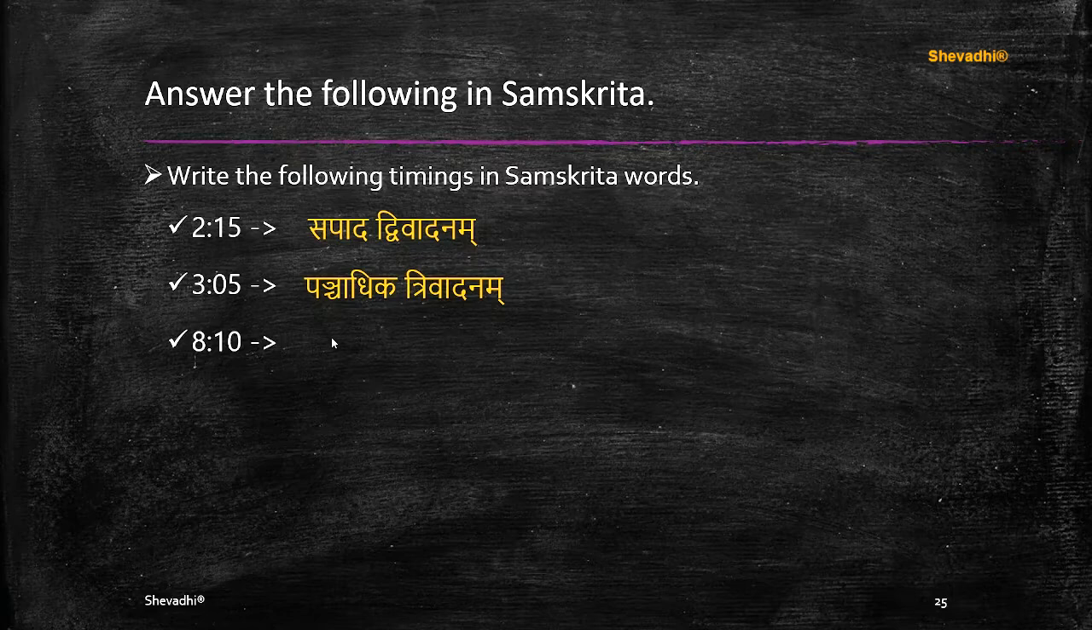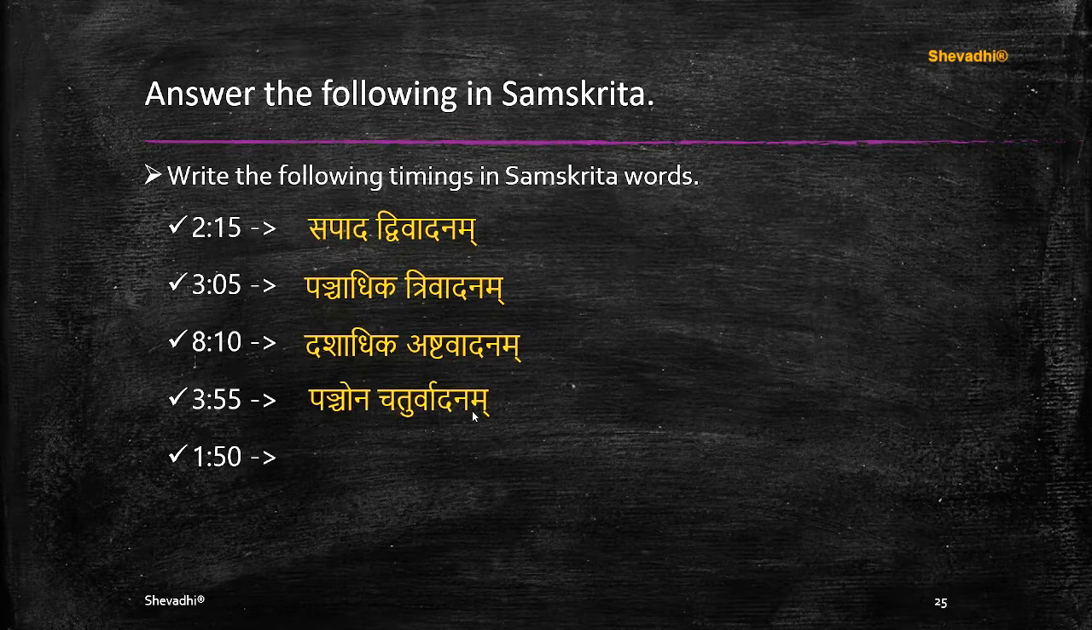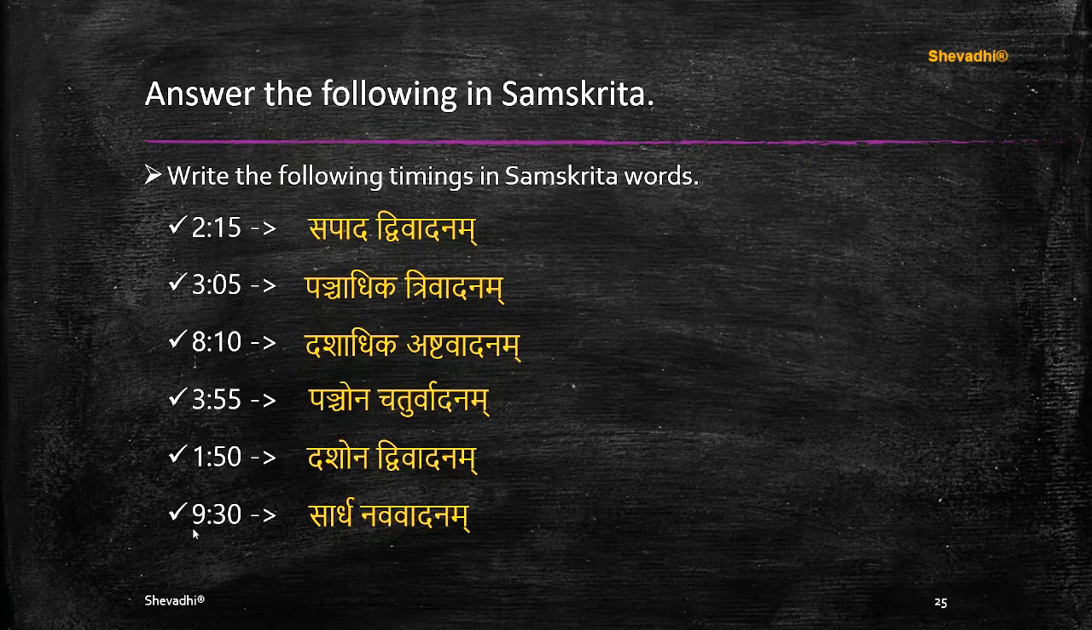Think before we display the answer. It is Dashadhika Ashtavadanam. 3:55. It is 5 minutes to 4 o'clock, right? So it is 5 minutes less than 4. That is what you have to write when you are translating it to Sanskrit. So here, how much less? Panchona Chaturvadanam. Next, 1:50. Dashona Dvivadanam. Next is 9:30. Sardha Navavadanam. 9:30, it is Sardha Navavadanam.